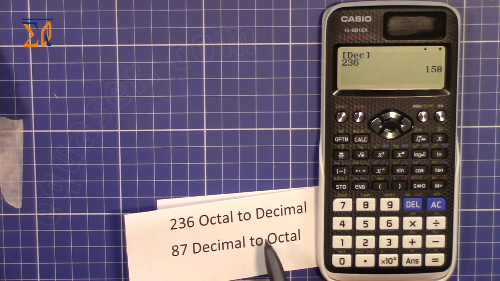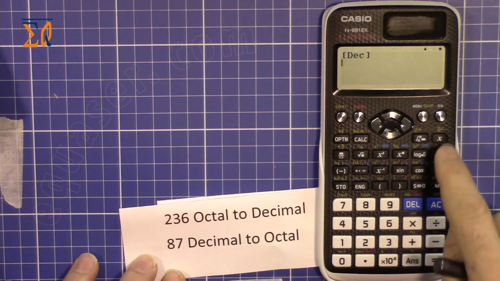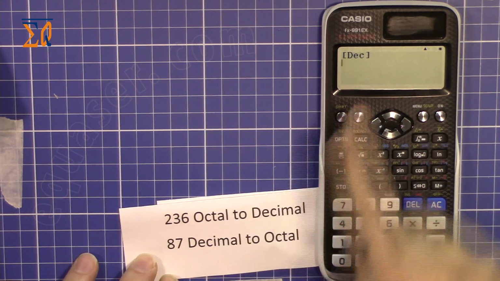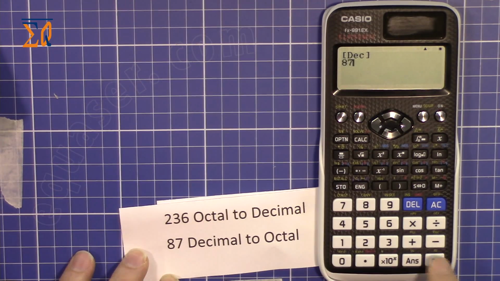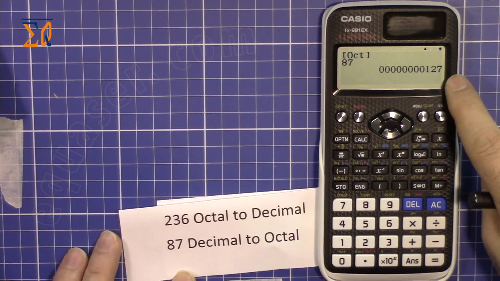Now to convert 87 decimal to octal, I'm pressing decimal, you must be in decimal, enter 87 equal, and then press octal. That is 127.